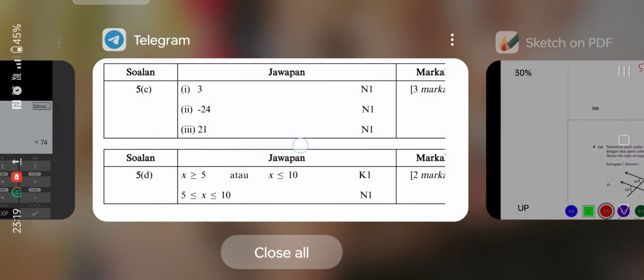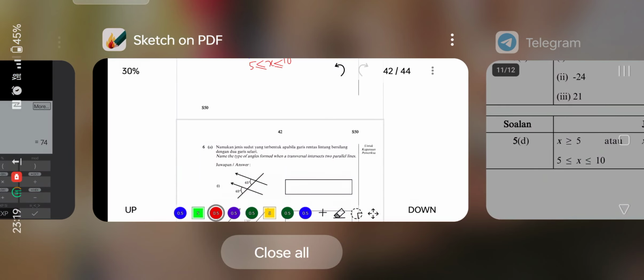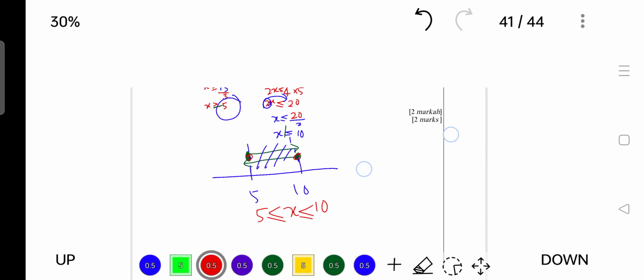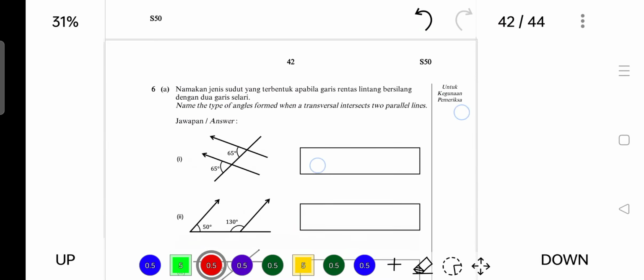Okay, let's check the answer. K1 and 1. Very less marks here. Normally we will get higher marks for this type of question, but never mind. Alright, we are moving to question number 6.